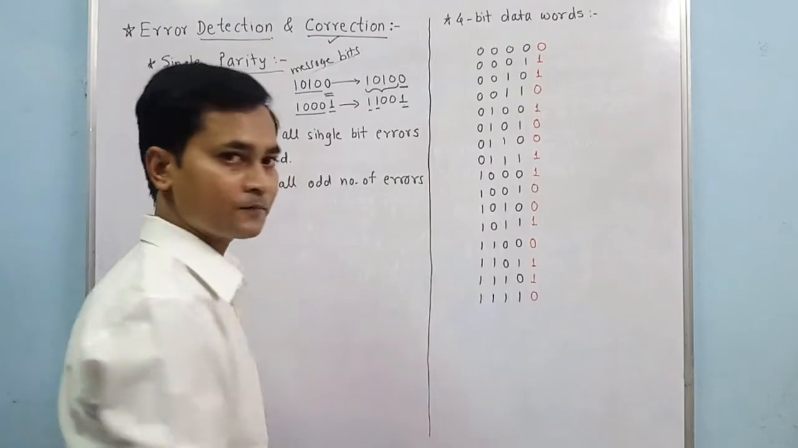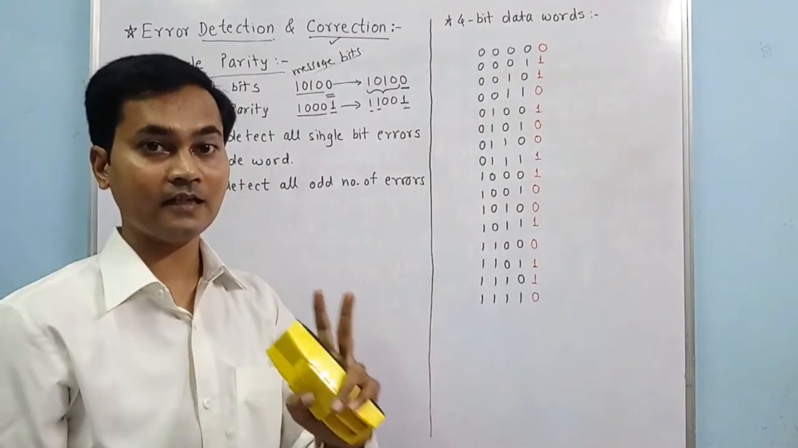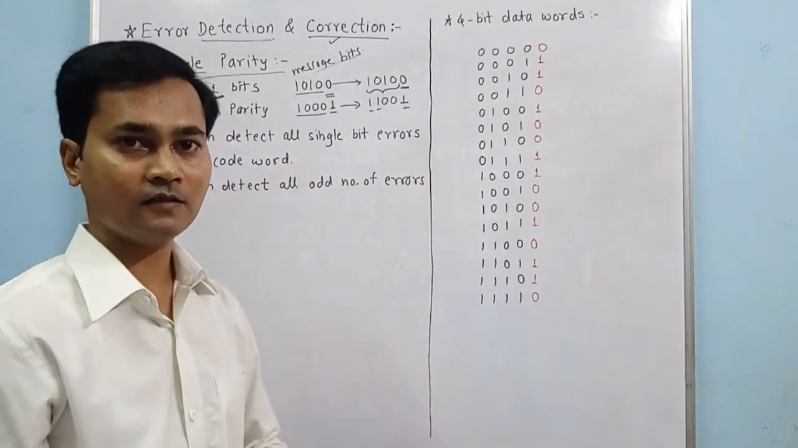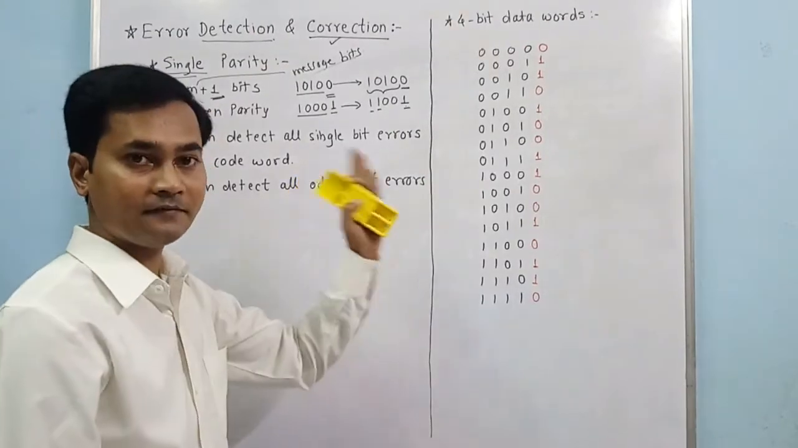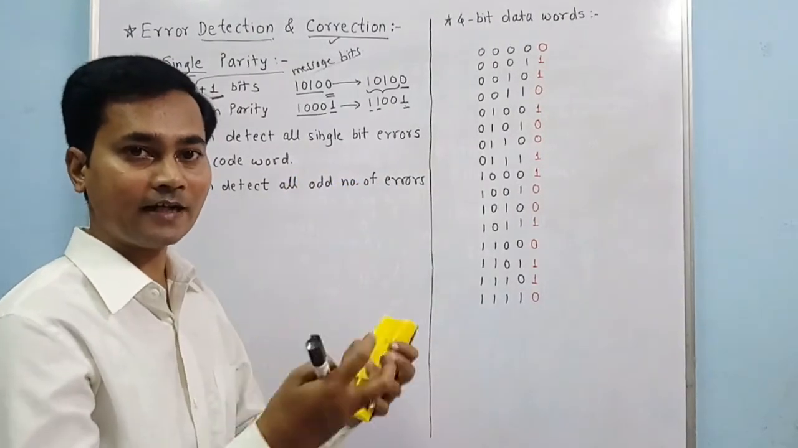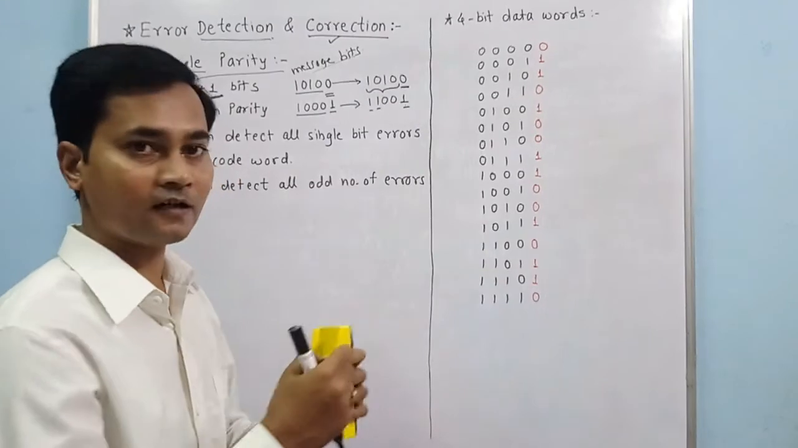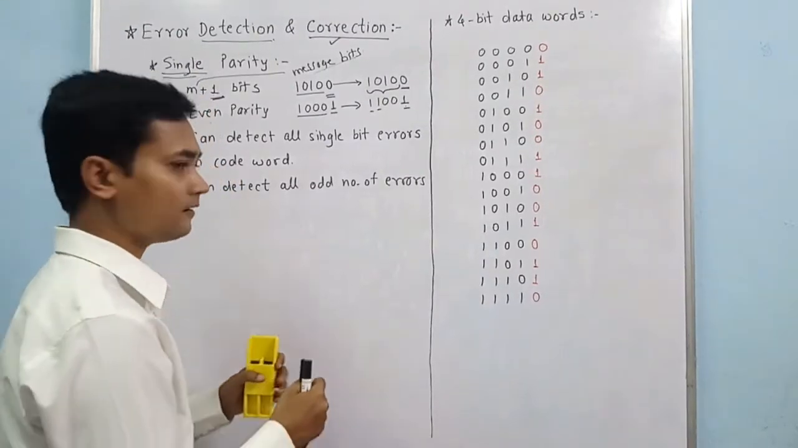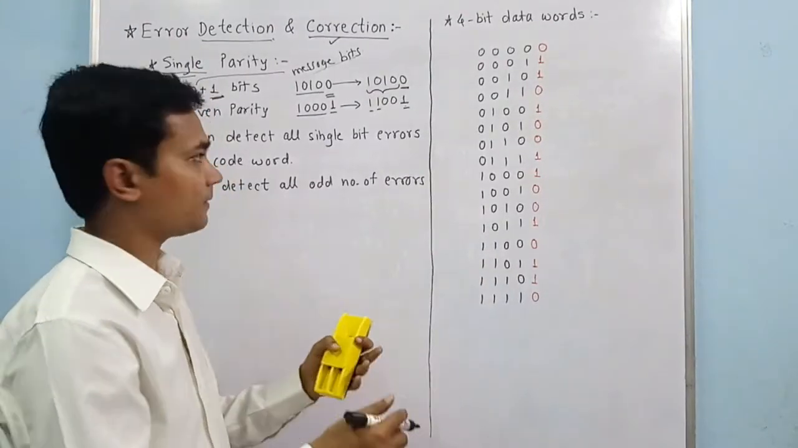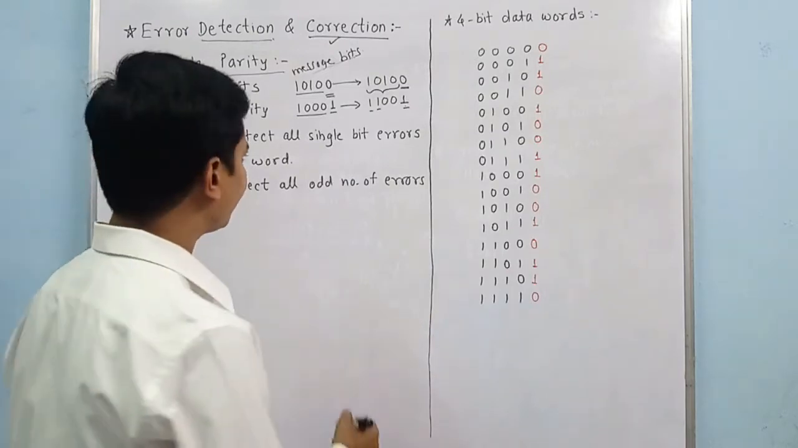Now consider that two bits are changed in the data bits, any two bits. Then here the receiver will not be able to identify the number of error bits, because the meaning will be changed, but the parity will remain the same. Okay, so let us see.